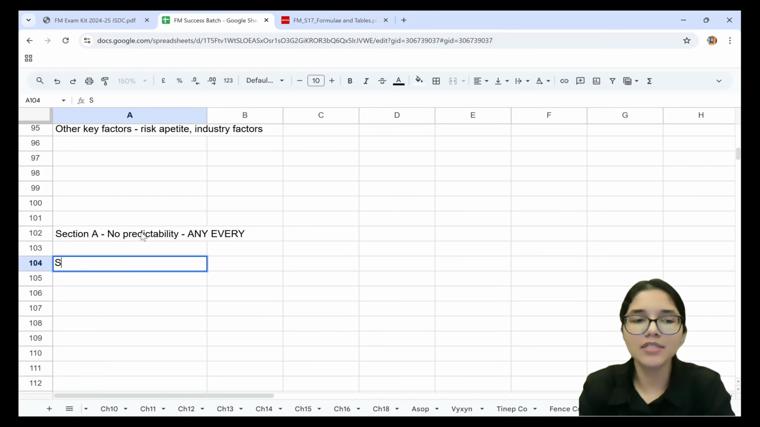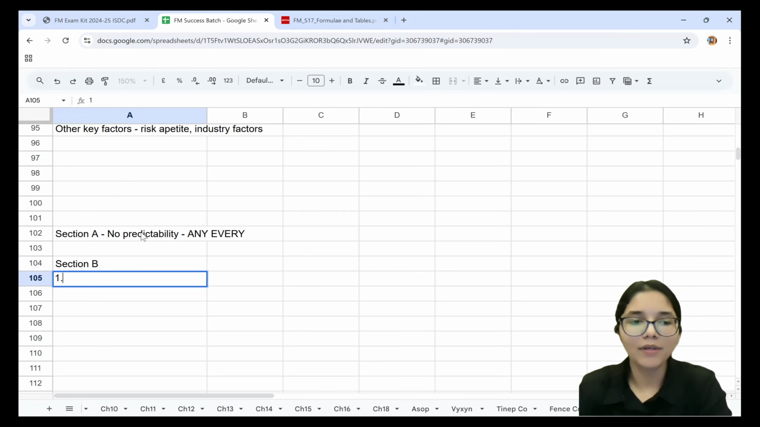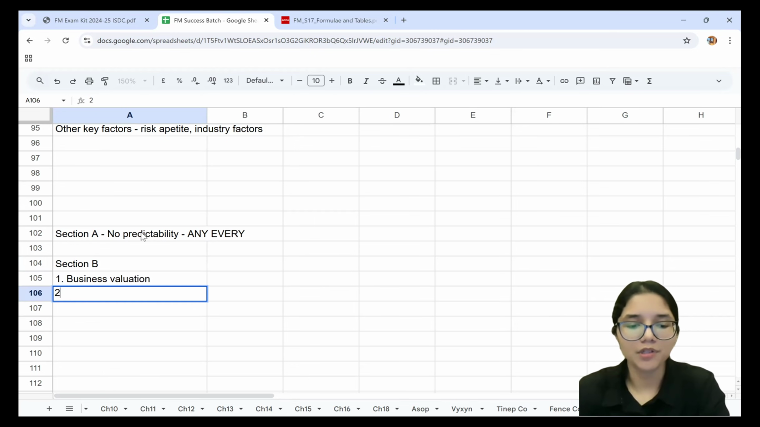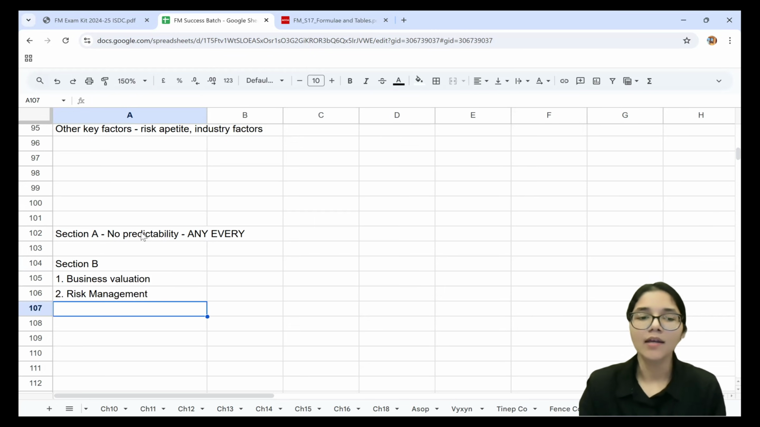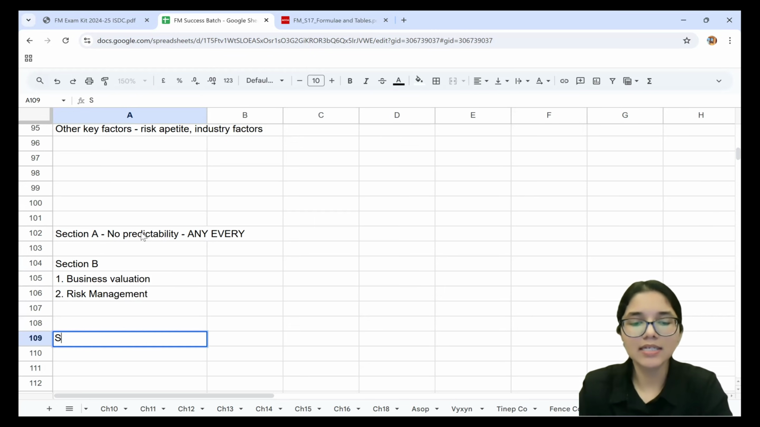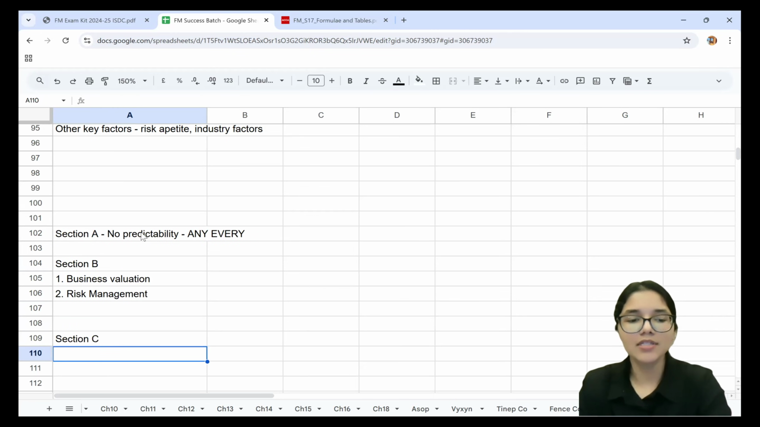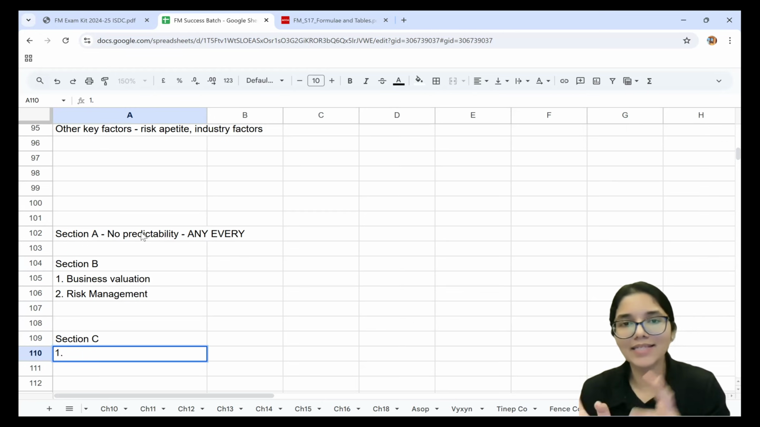Now, when it comes to section B, we have some sort of predictability. Business valuation, risk management. These are the two areas which I see most often getting tested in section B of your paper. Then if I talk about section C, there are three areas which the examiner usually plays around with. Out of these three, two will appear in section C of your paper.